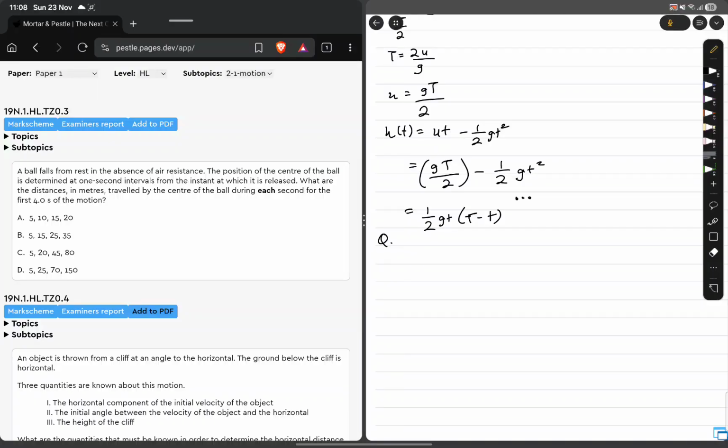A ball falls from rest in the absence of air resistance. The position of the center of the ball is determined at 1 second intervals from the instant in which it is released. What are the distances in meters traveled by the center of the ball during each second for the first 4 seconds of the motion?